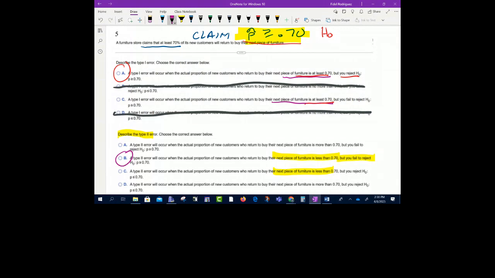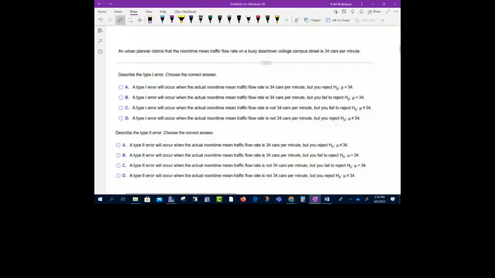Now, let me scroll down a little further down my list. Okay, let's take a look at this next one. Next question says, an urban planner claims that the noontime mean traffic flow, okay, I see a word here I'm going to use, y'all. The word that I'm going to use here is mean, okay, is 34 cars per minute. So look, y'all, my claim is mu is equal to 34 cars per minute. Would you guys say that mu equals 34? Would you guys say that's my H0 or my Ha? That's the H0.